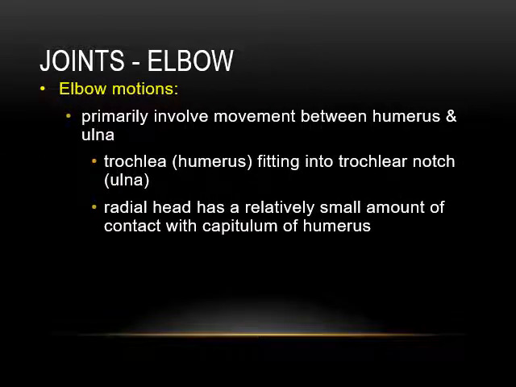Again, your elbow motion primarily involves movement between the humerus and the ulna, because if you think about it, that's the big part of the joint. Now, the radial head does have contact with the capitulum. So that is part of the elbow joint, but primarily the movement, as dictated by what the elbow can actually do, is going to be primarily affected by the relationship between the trochlea and the trochlear notch.